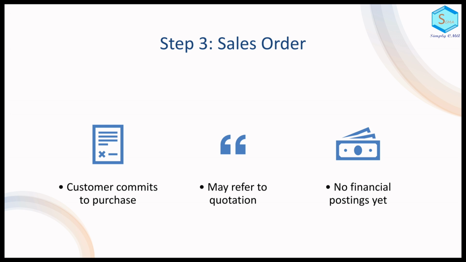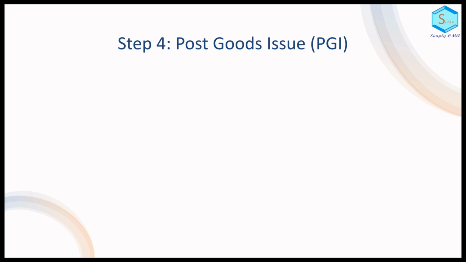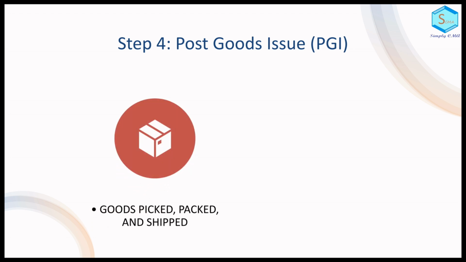The next step is post goods issue, or in short we can call it PGI. PGI is a critical operational and financial milestone. Here the inventory is physically removed from the warehouse, packed and handed over to shipping. This is the first point where an actual accounting entry is triggered.